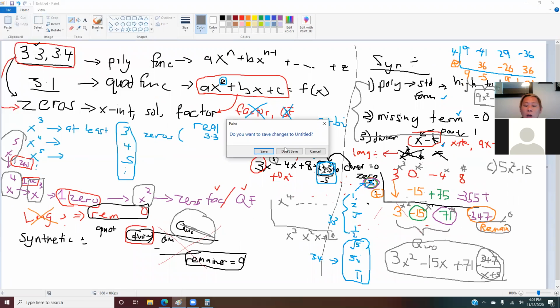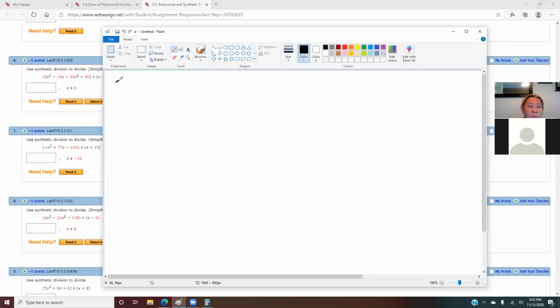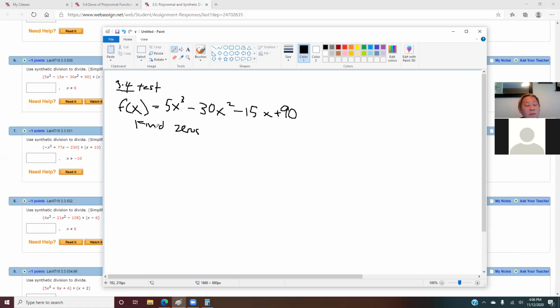Yes. Okay, so what I want to point out to you here is this is for 3.4 and this is also your test. And let's say I give you this f of x equals, but it's nicer, it's already in standard form, so you do not need to switch them around. So if I give you this and I want you to find zeros, what you do here is perform the synthetic division like what you did just now.